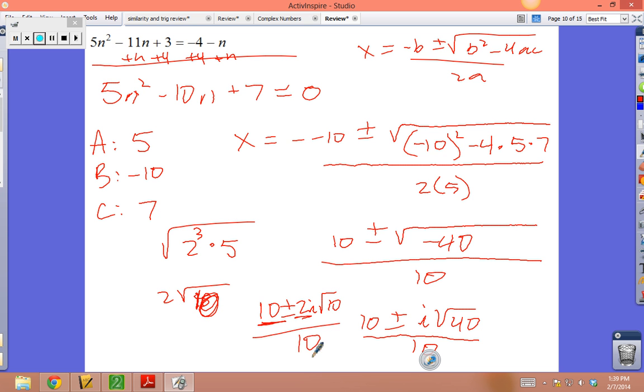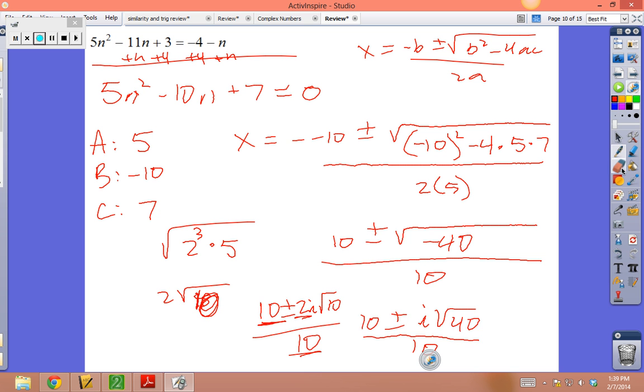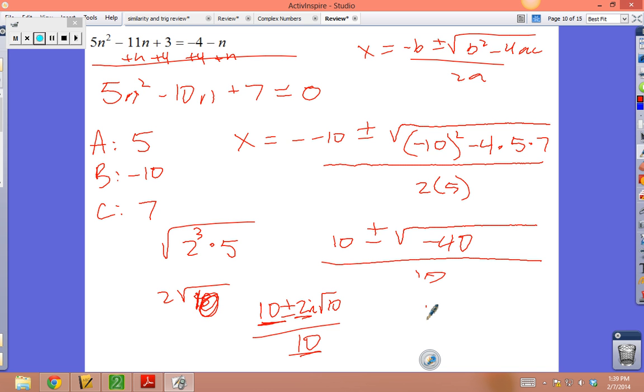This number, this number, this number are all even, so you got to simplify them. Your final answer, if you divide them all by 2, you're going to get 5 plus or minus 1i square root of 10 divided by 5.